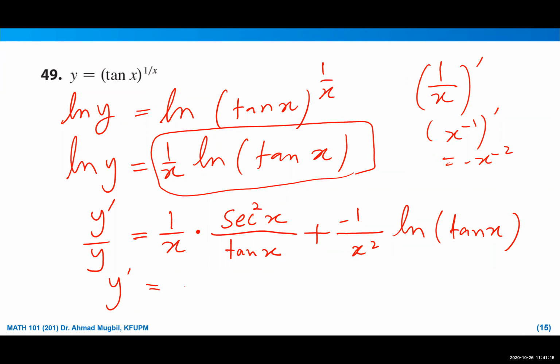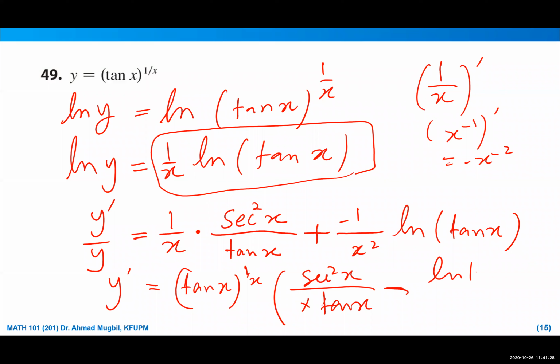So what is y? Y is this. This is y, multiplied by this. Of course you can write it as secant squared x over x tan x minus ln tan x all over x squared. You can simplify, by the way, shabab, secant squared with tan, because secant is 1 over cosine and tan is sine over cosine. You can simplify more if you want, but it's okay to have it like that.